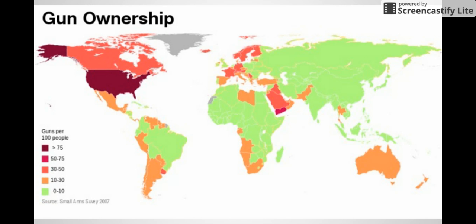So the purpose of this map was to collect data and display it on a world map to show, just by looking at the colors and the symbols, how many guns per 100 people are owned per country.